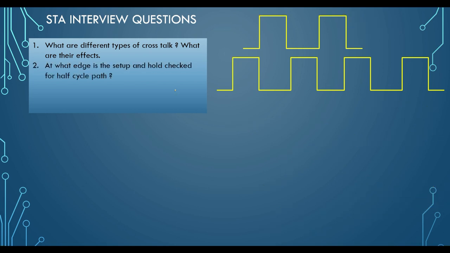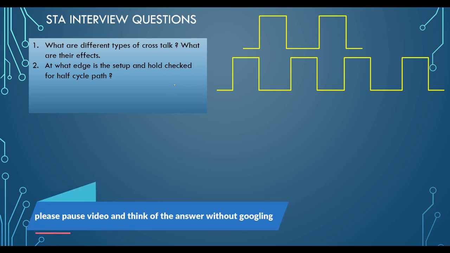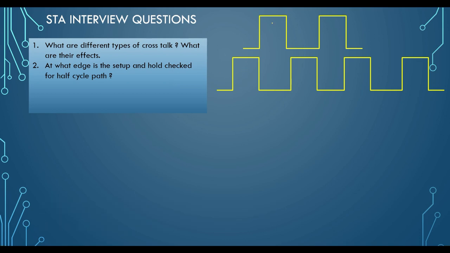Now the next question is, at what edge is the setup and hold checked for a half cycle path? You can pause the video if you think of the answer and then resume the video. Now let us see. This is a typical case where you can see that if this is your launch clock path and this is your capture clock waveform, so this is a typical half cycle path. In a half cycle path, the data is launched from the launch flop. It is expected to be captured in the half cycle. So if this is the full cycle, you will expect that data to be captured here itself instead of here.